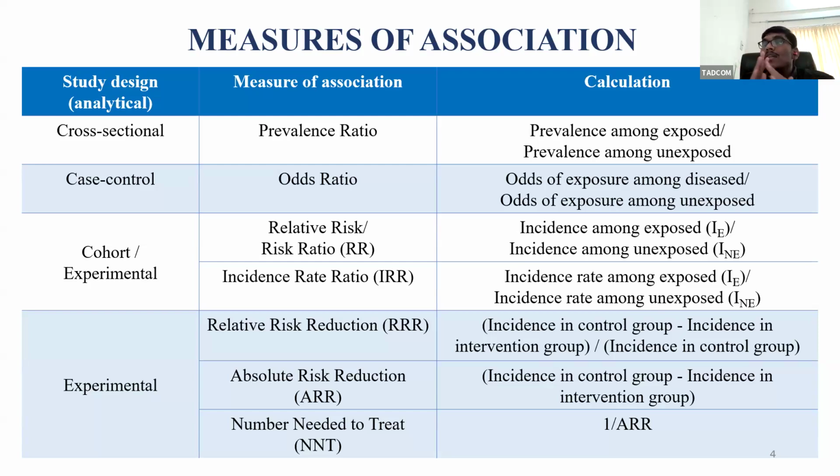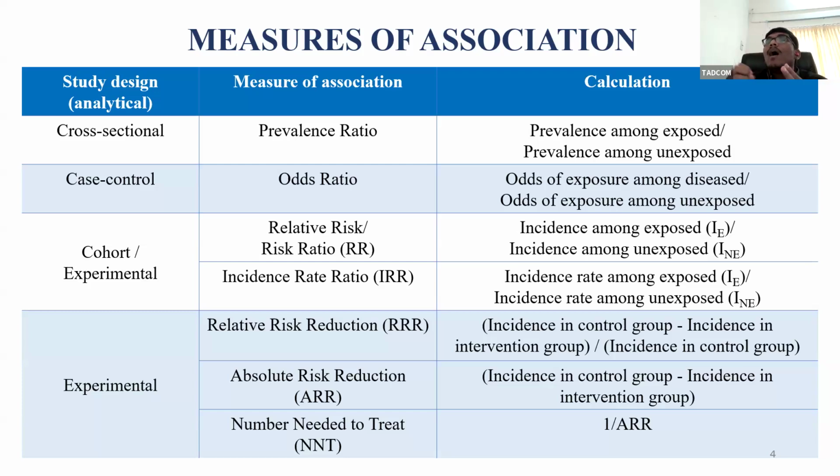Otherwise, we can't use the term risk. We only can use a proxy measure. Another measure of that risk is the odds ratio in case of case control studies, whereas it is the prevalence ratio in case of cross-sectional studies. So next, coming on to cross-sectional study, what is this prevalence ratio?